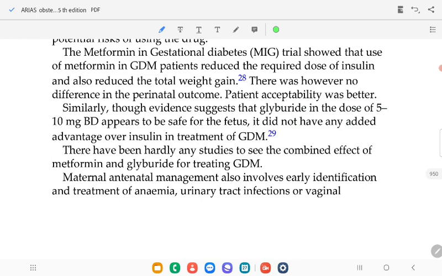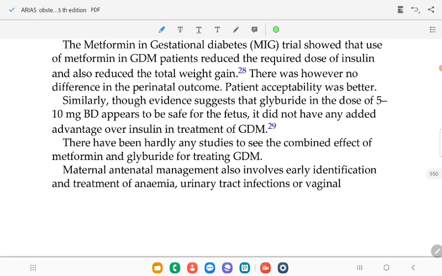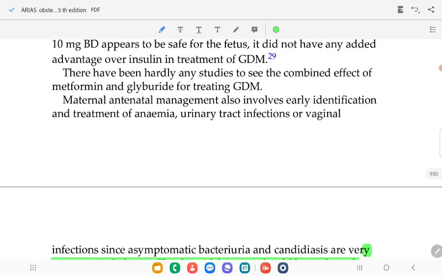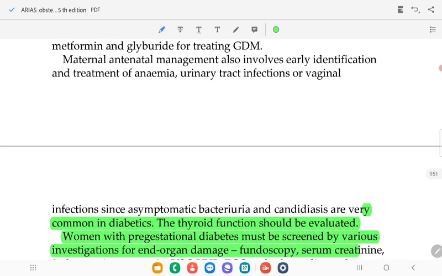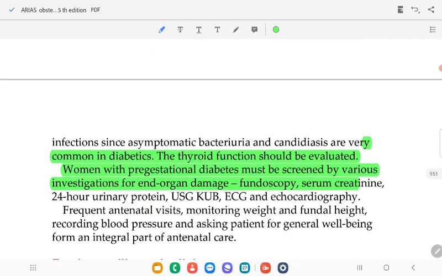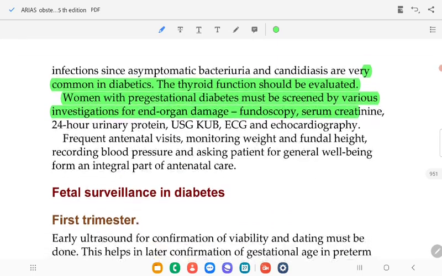Similarly, though evidence suggests that glyburide in the dose of 5 to 10 mg BD is not harmful to the fetus, it did not have any advantage over insulin treatment in GDM. There have been hardly any studies that combine the two in GDM. Maternal and antenatal management also includes identification of anemia, urinary tract and vaginal tract infection. Since asymptomatic bacteriuria and candidiasis are very common in diabetes, thyroid function status should be evaluated.